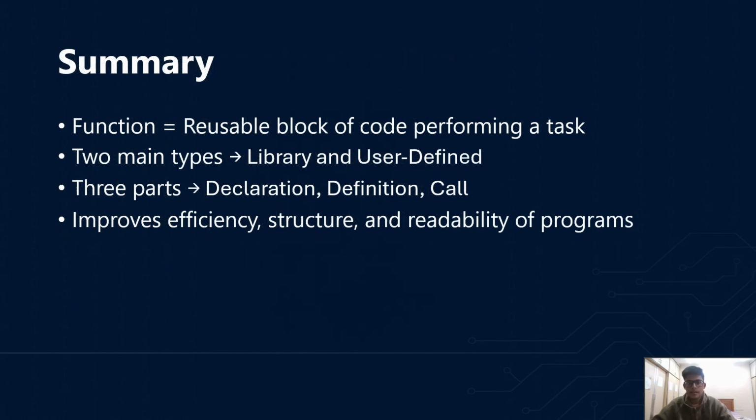So, to summarize, a function in C is a reusable block of code that performs a specific task. There are two types: library functions and user-defined functions. Functions have three key components: declaration, definition, and call, and can be designed with or without arguments and return values. Functions make programming in C structured, organized, and efficient. In short, they are the building blocks of every C program.